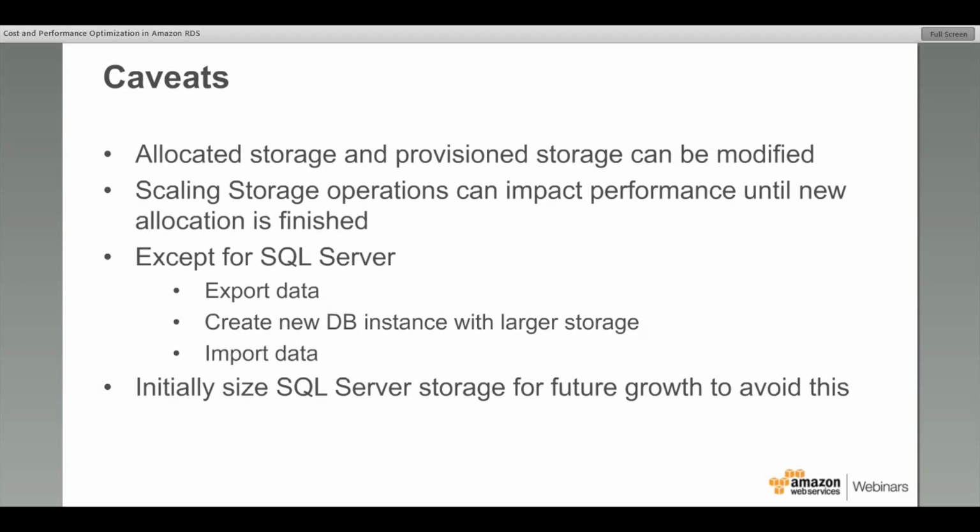And of course, scaling storage could increase I/O during the time that the new storage is being allocated. Therefore, I could potentially see decreased I/O throughput until that operation is complete. So I did mention a couple of caveats for SQL Server. With SQL Server today, we do limit that to a total of 1 terabyte, and scaling storage operations are currently not supported with SQL Server. So I need to initially size my SQL Server environment for my anticipated future growth, because I can only scale storage with Oracle, MySQL, and Postgres today.